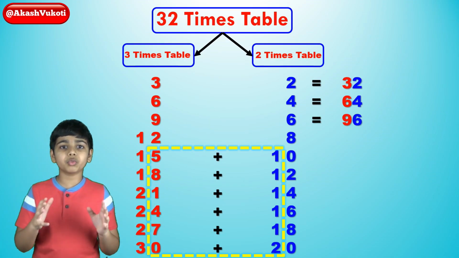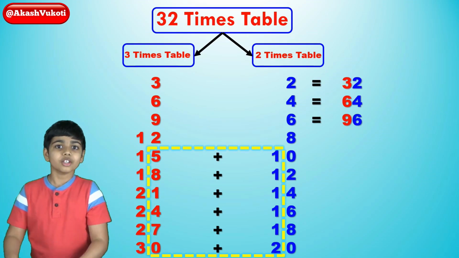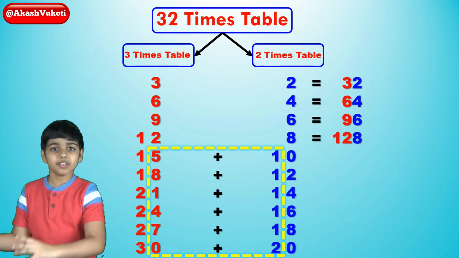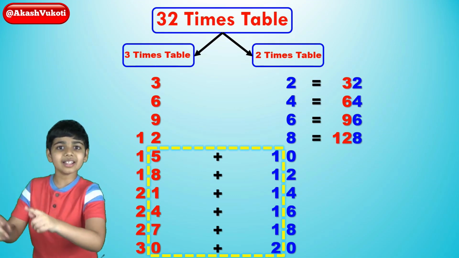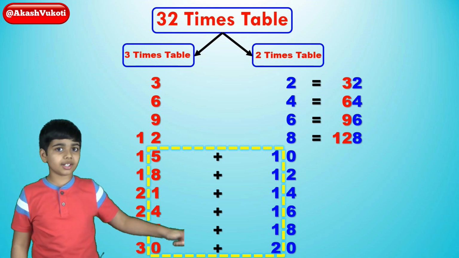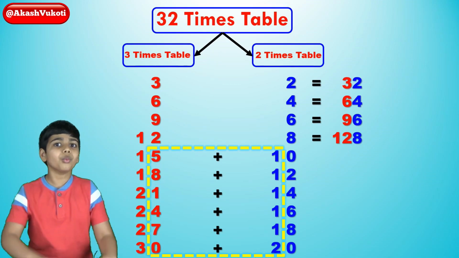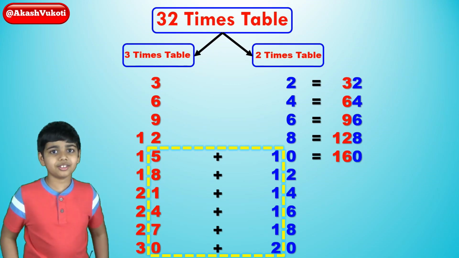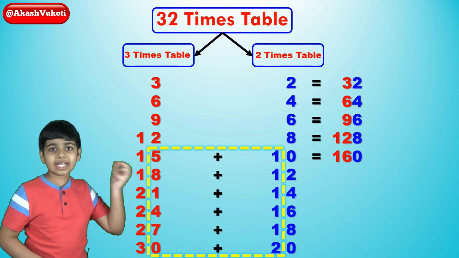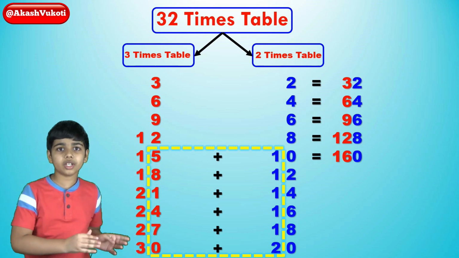Then 32 times 4 would be 12, 8, 128. Then 32 times 5 is 15, 10, but 10 is 2 digits, so we take that 1 over there, add it to 15 to get 160 there. And remember, this is that box where all of those additions happen from this point onwards.